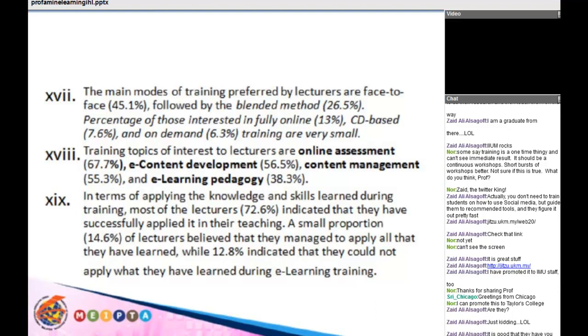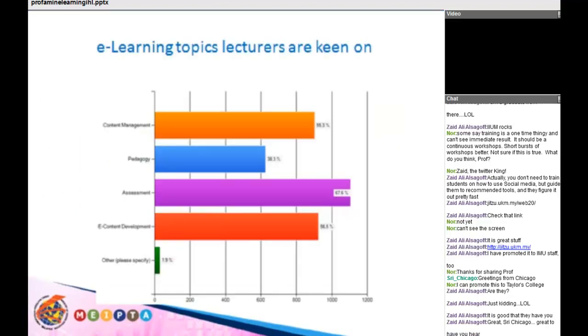Okay, let me move on. Training topics conducted that interest lecturers. I think lecturers would like to know how to conduct assessment online. These are the topics that they are interested in: content development and e-learning, a bit about instructional design. So I think training should not be solely limited to how to use your Moodle, but should go into a bit about instructional design principles, quick content development, and also how to create online quizzes and so forth, how to do a survey, how to use Polldaddy and so forth.